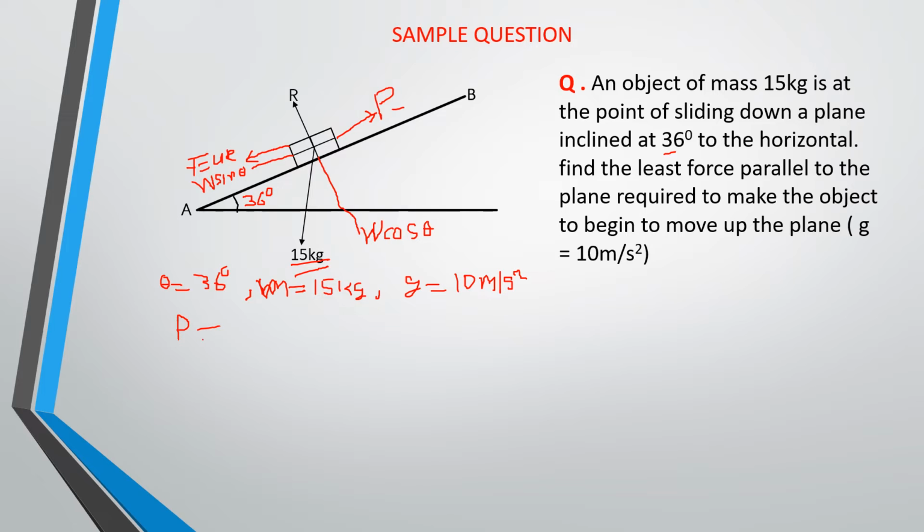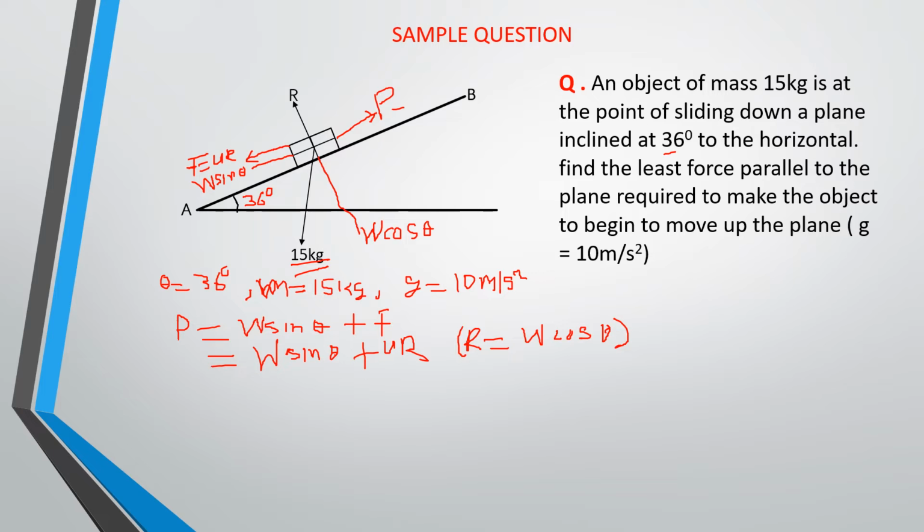P, the force parallel to the plane, is equal to W sin theta plus F, which is the limiting frictional force that is down the plane, right? So you can also write it, substituting for F, as W sin theta plus mu R, and don't forget that R is equal to W cos theta. Okay, so R is equal to W cos theta.